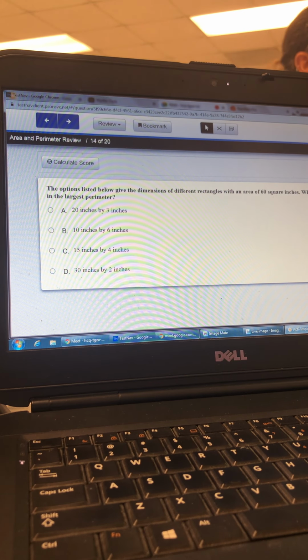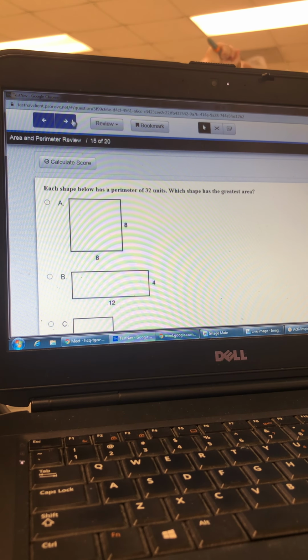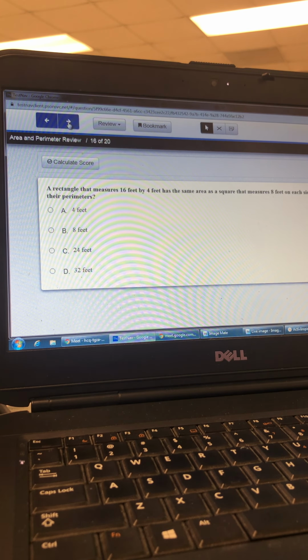Biggest, humongous perimeter ever. Humongous. Humongous among us. We need to play that. No. We're playing that silly game.